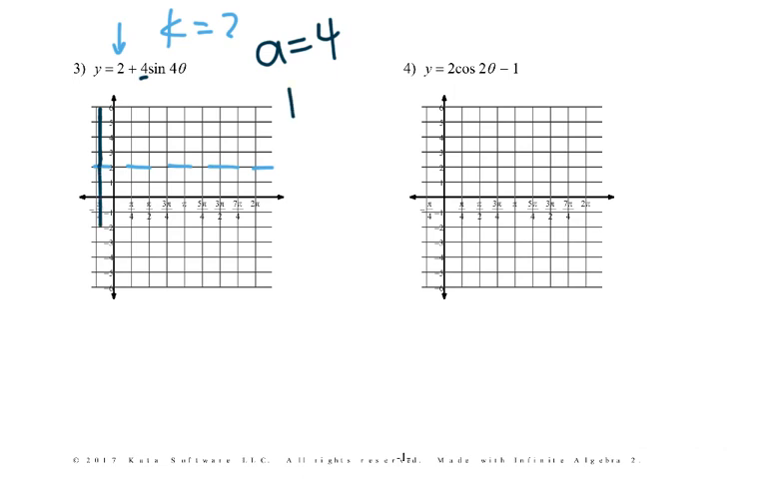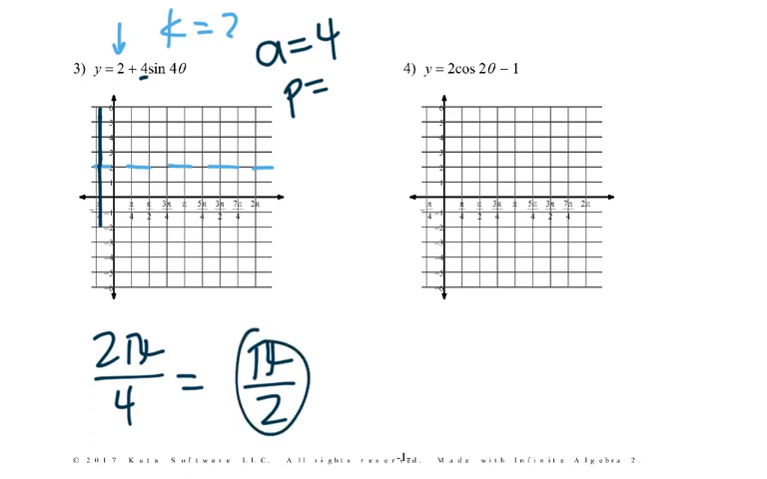And then our period, we go 2 pi over 4, which would be pi over 2, which means we're going to complete a whole cycle in pi halves, which is essentially 90 degrees. So we start up here at our new midline because of the shift. We're going to end right there at pi halves. So basically every pi halves, it's like we're going to be repeating.